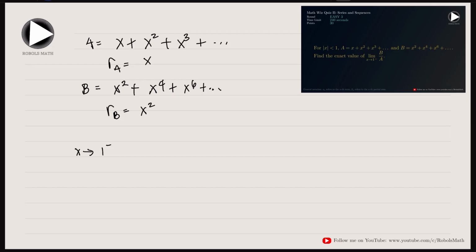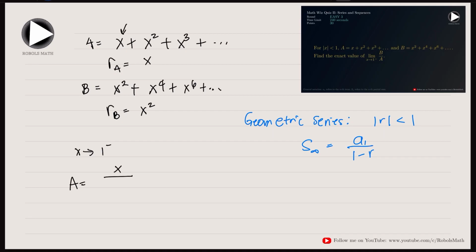Now remember that a geometric series converges when the absolute value of the common ratio is less than 1. And it converges to, let's call that S infinity, a sub 1 over 1 minus r, where a sub 1 is the first term and r is the common ratio. Therefore, we can write a as a sub 1, so that's x here, over the common ratio that is Ra, which is x as well.